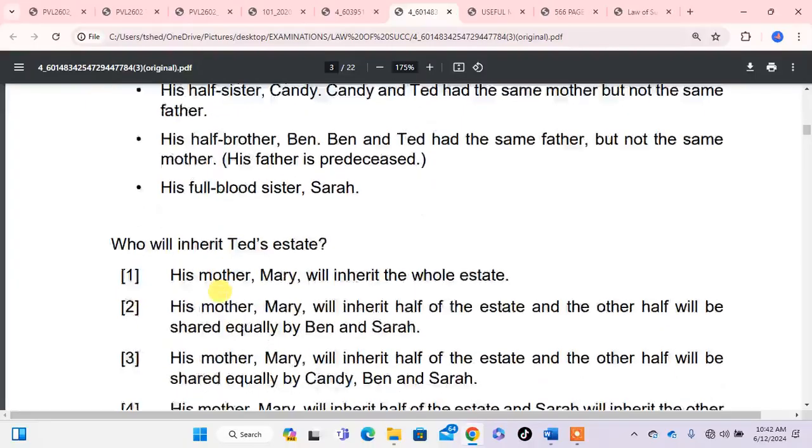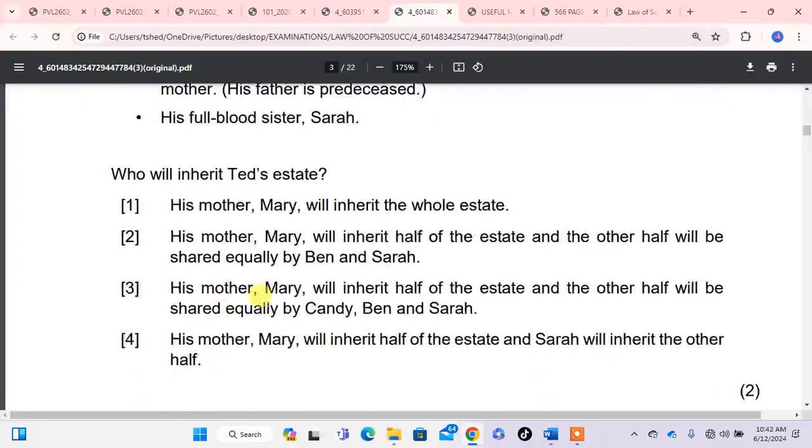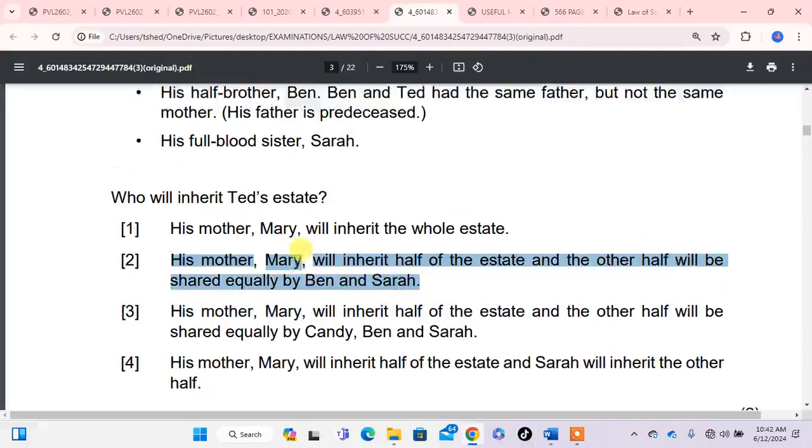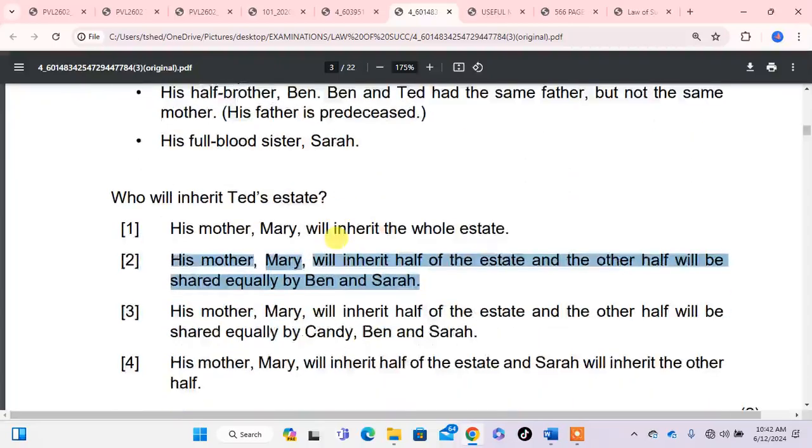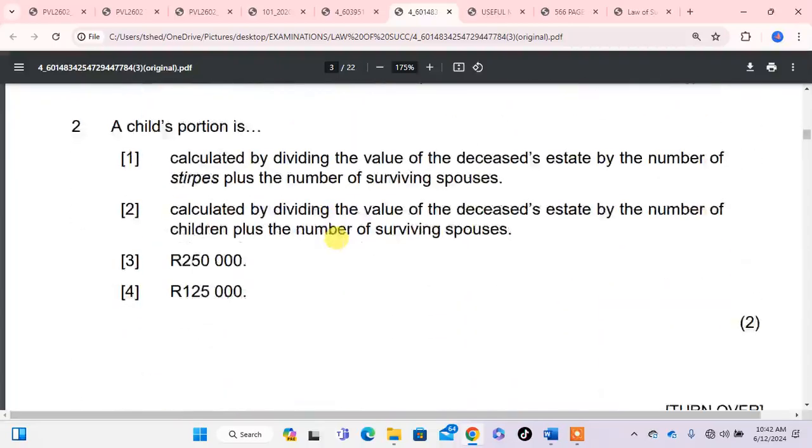Therefore, the answer to who will inherit the estate, based on rule 5, is that his mother will take half of the estate since she is still surviving, and the other half will be shared equally between Ben and Sarah, since they benefit from the father's side. Since the father is dead, Ben and Sarah will share the inheritance. Let's go to question number 2.